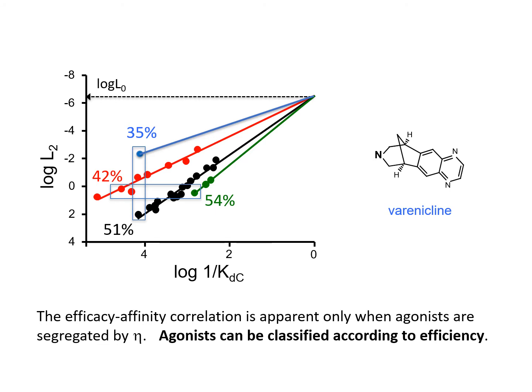You only see it, one, when you have a lot of data, a lot of points, and two, when you have multiple agonists that come from the same family, but you will see that there are different efficiency families. So agonists can be classified according to efficiency. Right now they are classified by affinity and efficacy. I think efficiency is a new classification scheme that is ultimately going to be very useful.